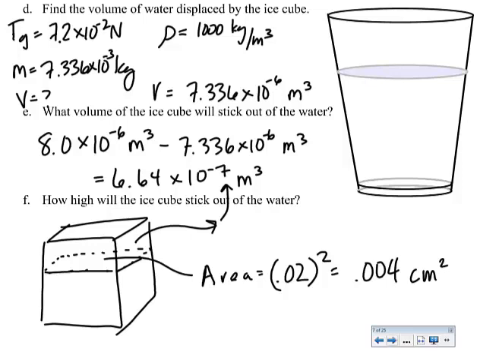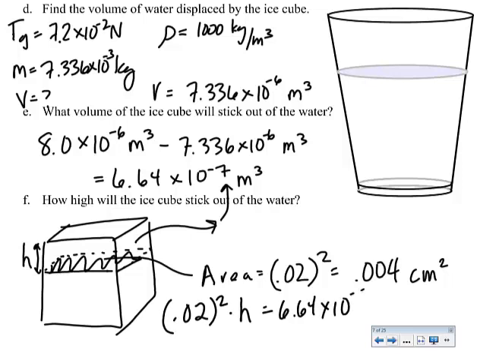So the unknown is this height. If I take the cross-sectional area and multiply by the height, it will give me the volume from part E. So 0.02 squared times that unknown height equals 6.64 times 10 to the negative 7th cubic meters. When I solve that, I get 0.00166 meters, which is equal to 1.6 millimeters.